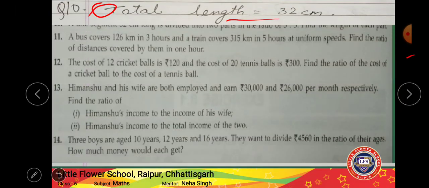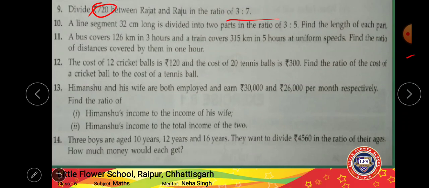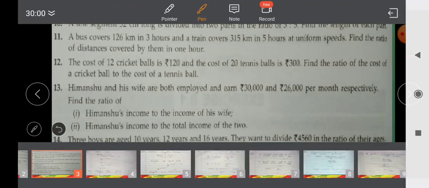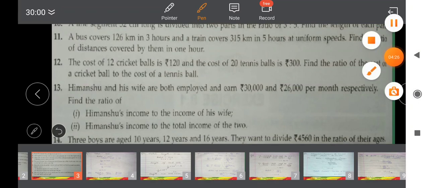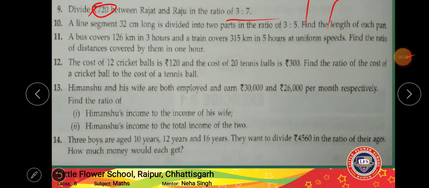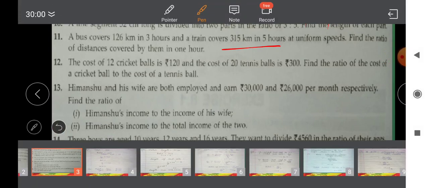Next, 11th question. All the questions' methods are same. You'll add up the ratio to find the total ratio and then take the first ratio to the total ratio of the given total amount. Okay. A bus covers 126 kilometers in 3 hours and train covers 315 kilometers in 5 hours. Find the ratio of distance covered by them.